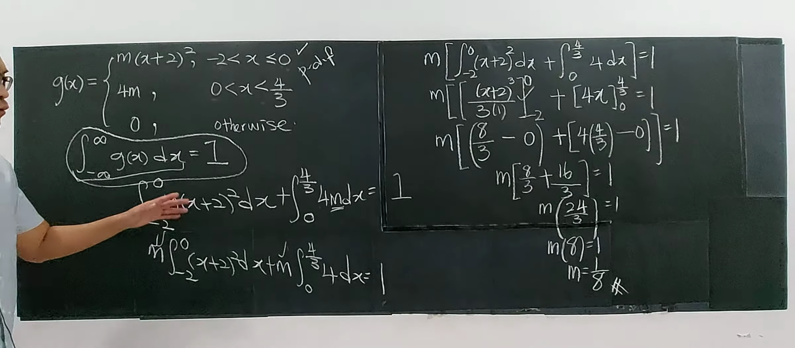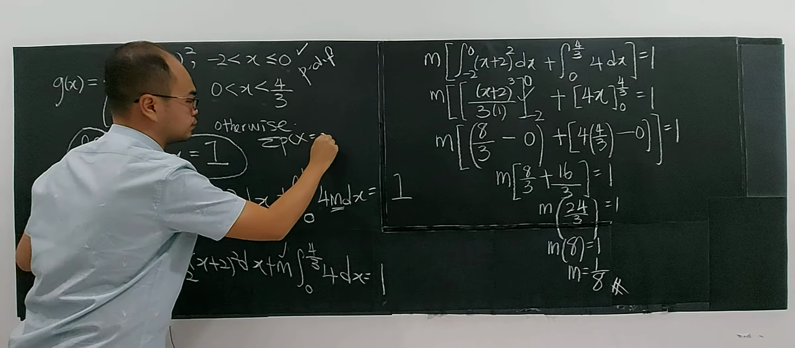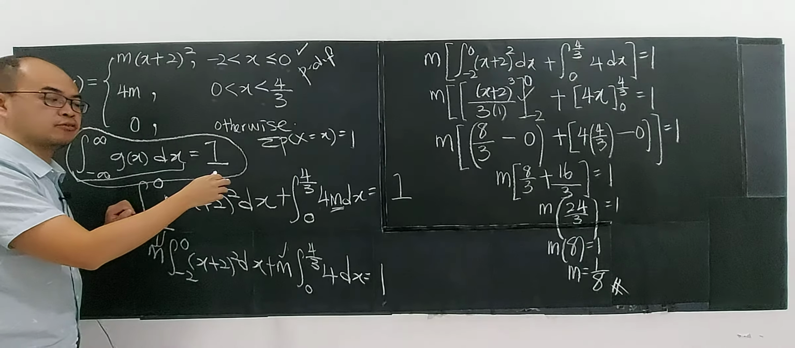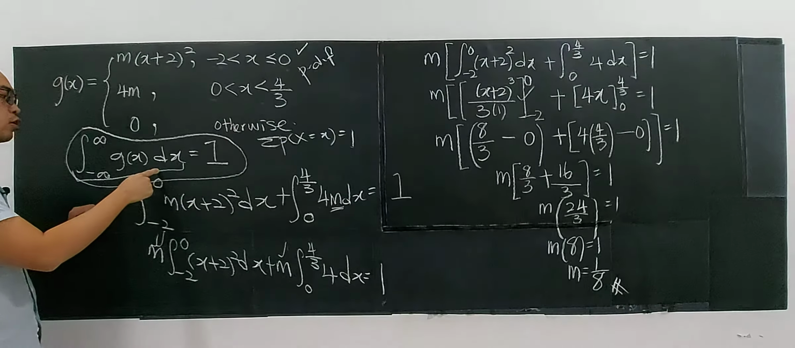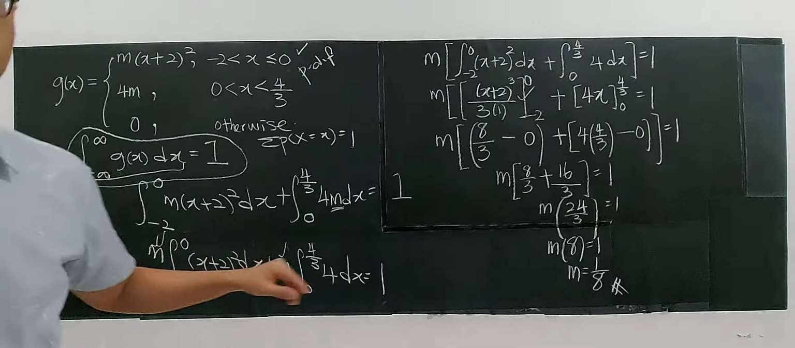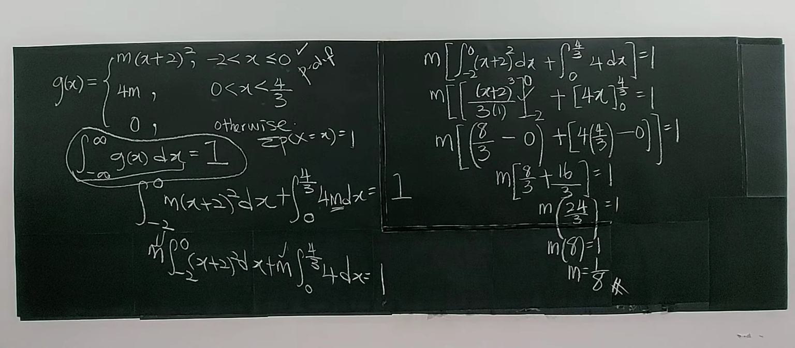For a discrete random variable, we sum up everything and it must equal 1. For a continuous random variable, we integrate everything and it must be 1. So this is the concept here. Now we have the value of m equals to 1 over 8.